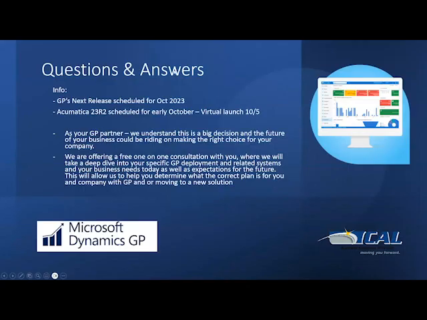So with that, John, I don't think we have much time for questions and answers. Hopefully we were able to get through a lot of them in the chat. Keep in mind, GP's next release is scheduled for October 2023. So that's 18.6. Acumatica is releasing their 2023, so 23R2, release 2, scheduled for early October. And they have a virtual launch of the new feature functionality on October 5th. So we will be sending you a link for that if you're interested.